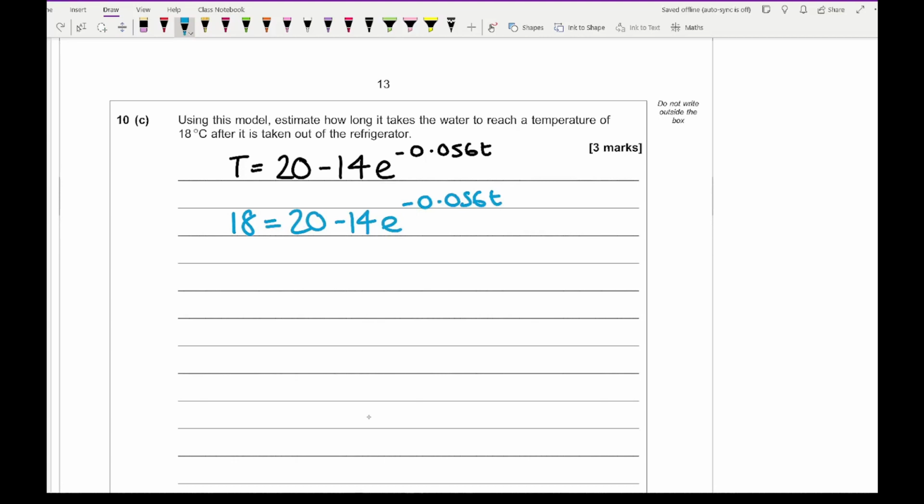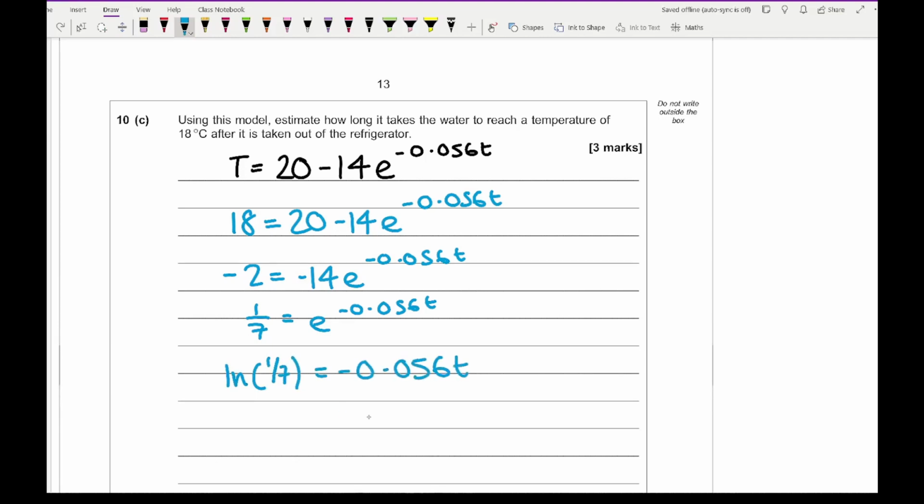Little t is what I want to work out. Here I end up with minus 2 equals minus 14 e to the minus 0.056t. Divide the minus 14 over, so I get a seventh equals e to the minus 0.056t. Take the ln of both sides, so ln of 1 over 7 equals minus 0.056t. Therefore t equals ln of 1 over 7, all divided by minus 0.056, in which case I get a t value of 34.7, which is roughly 35 minutes.